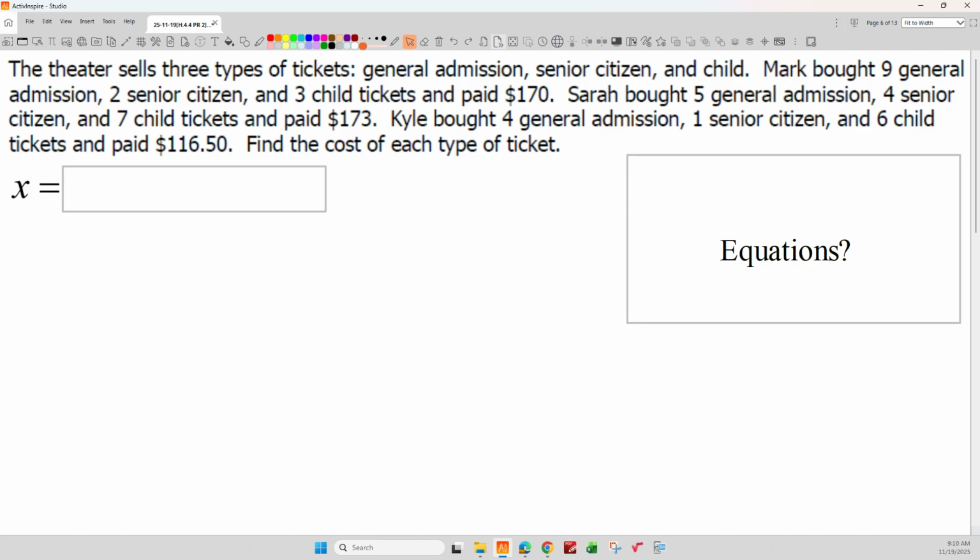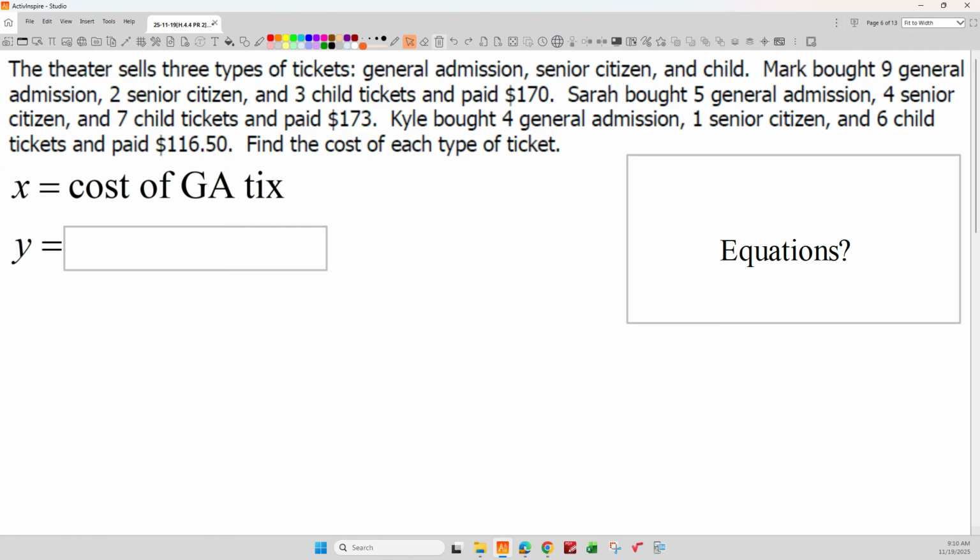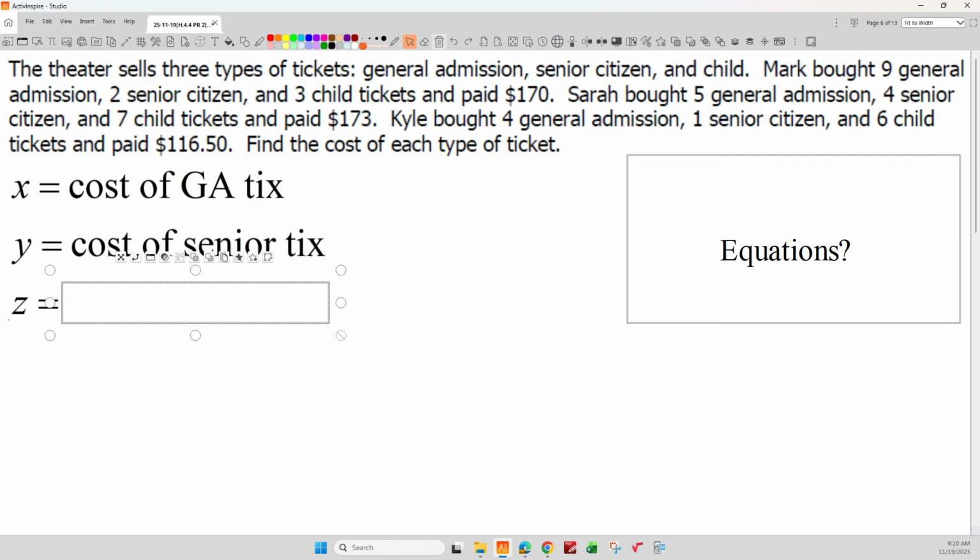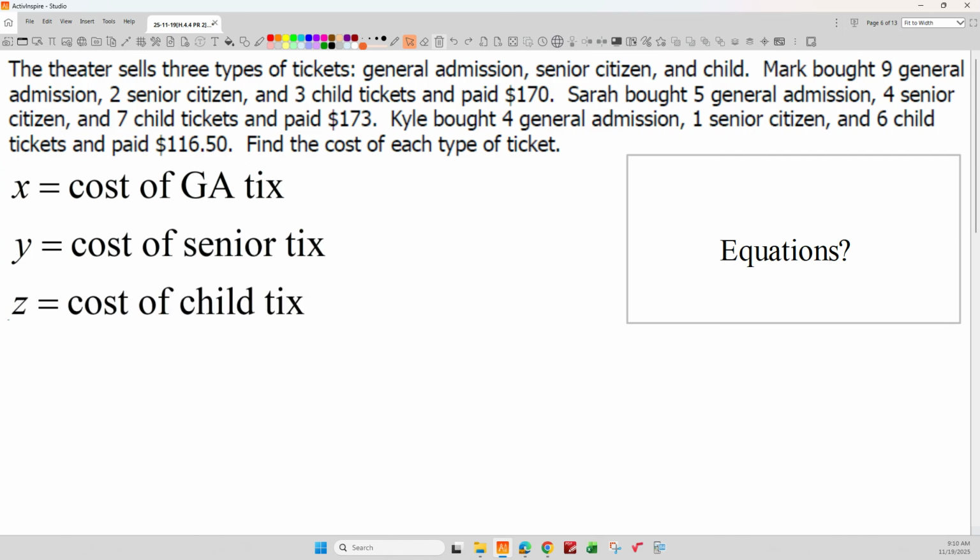Okay, so what are the unknowns? Like how many unknowns are we going to have? Show me with your fingers. 3, okay, I agree. What's the first one? Okay, cost of a general admission ticket, good. Next one? Cost of a senior ticket, and then finally, cost of a child ticket. Okay, good. What about equations? Can we come up with some equations here? Now this time, do we have one of those simple sum of the variables equals one?